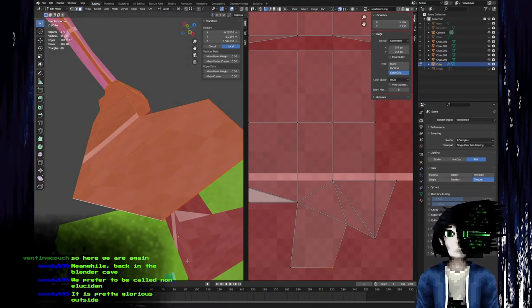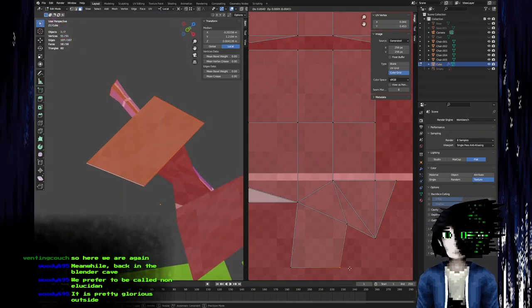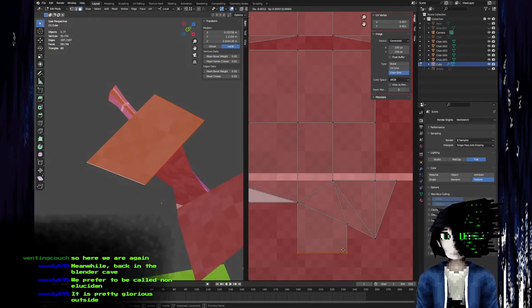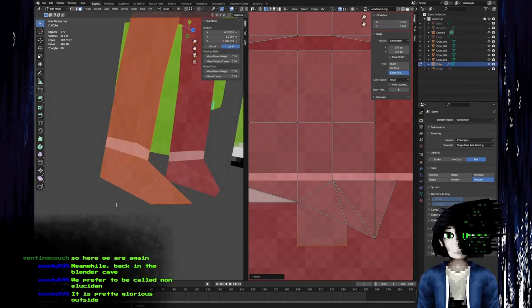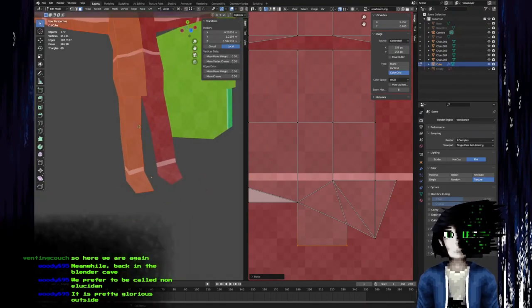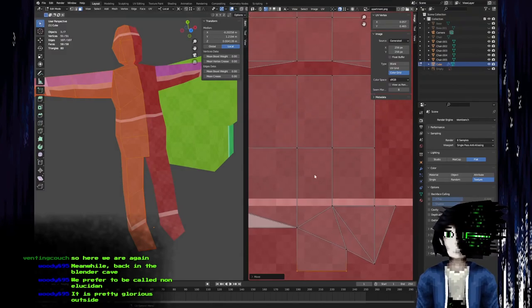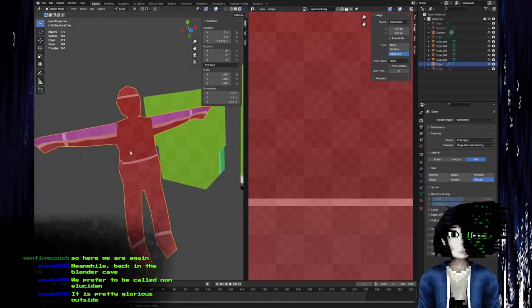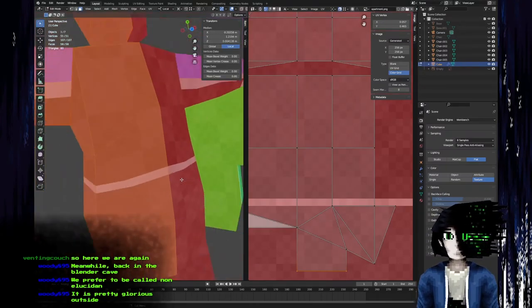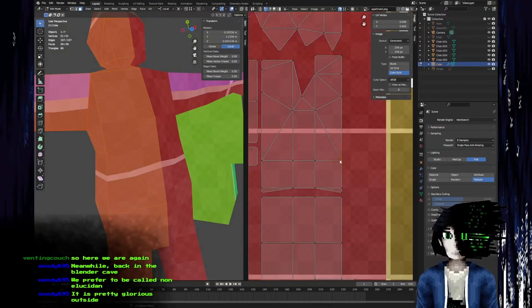I know a lot of people really hate unwrapping. I don't think it's the utter disaster that a lot of people talk about it being. It's definitely frustrating. I can understand that maybe for people who are not neurotypical, having to make compromises between distortion and filling UV islands and being able to line things up would probably be really difficult. I can understand how that could be a hazard.